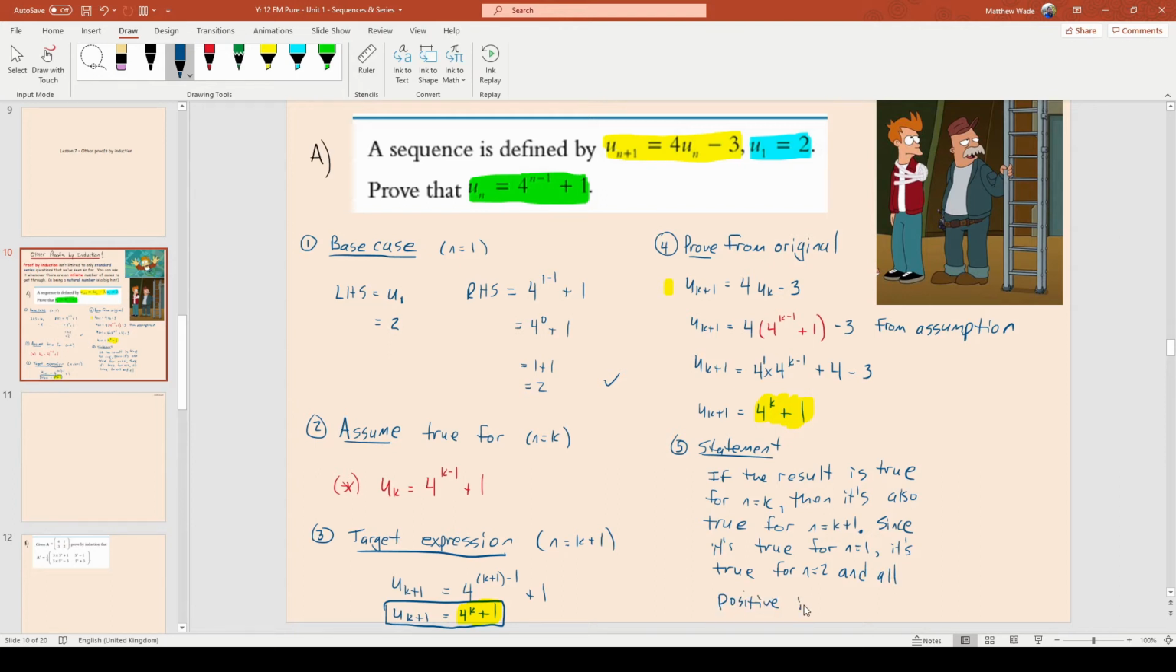Positive integers. Okay, and that's almost there now. That's the last of the real stuff. And then you just got to restate it. Thus, u to the n is equal to 4 to the n minus 1 plus 1 by mathematical induction. And I know it's a faff, but it's a proof, so it has to be thorough. And that's exactly what this is, thorough.